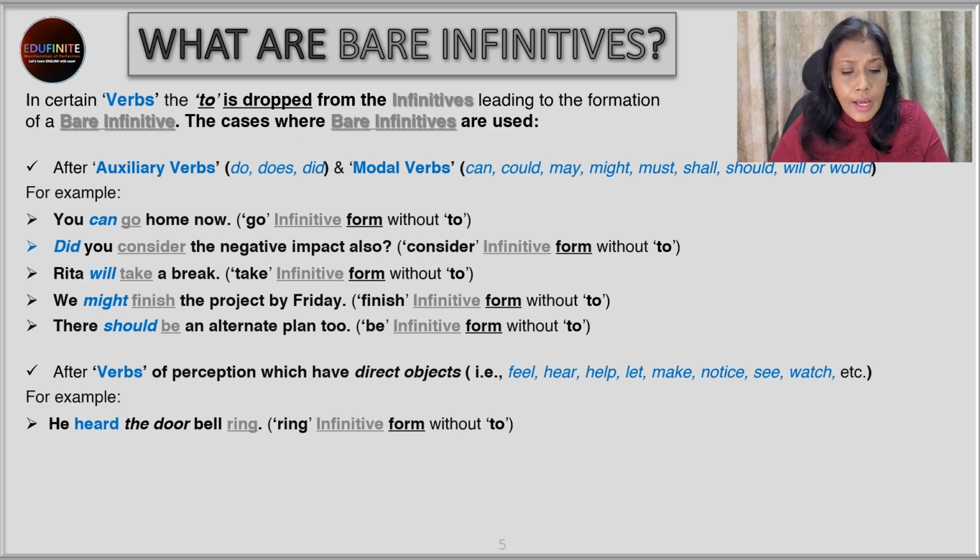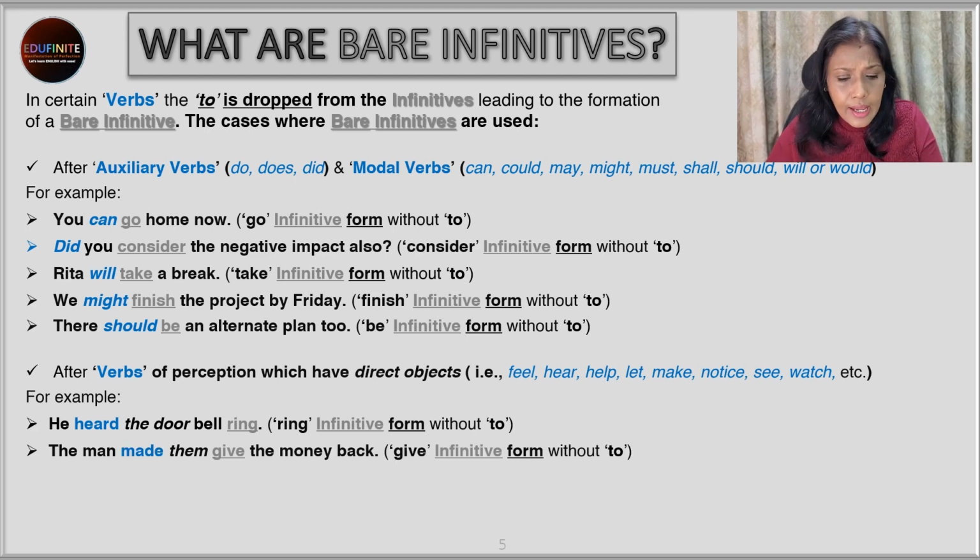For example, he heard the doorbell ring. See, heard. Then we are using the bare infinitive without the to. We are not saying he heard the doorbell to ring. We are saying he heard the doorbell ring, dropping the to. Next, the man made them give the money back. Again, made. So from made, we see we are not using the to infinitive form. We are dropping the to and making it a bare infinitive. Just give. So the man made them give the money back.